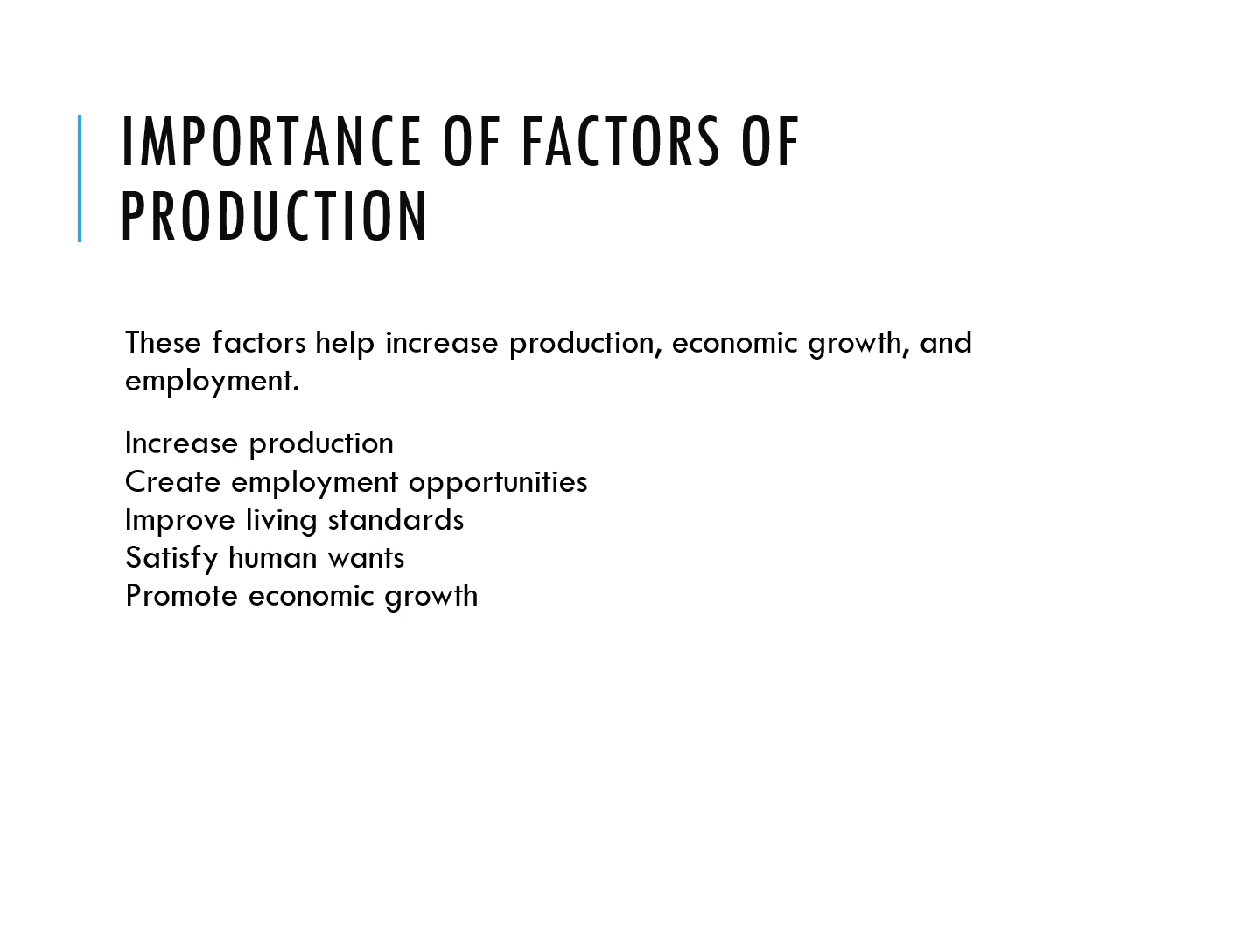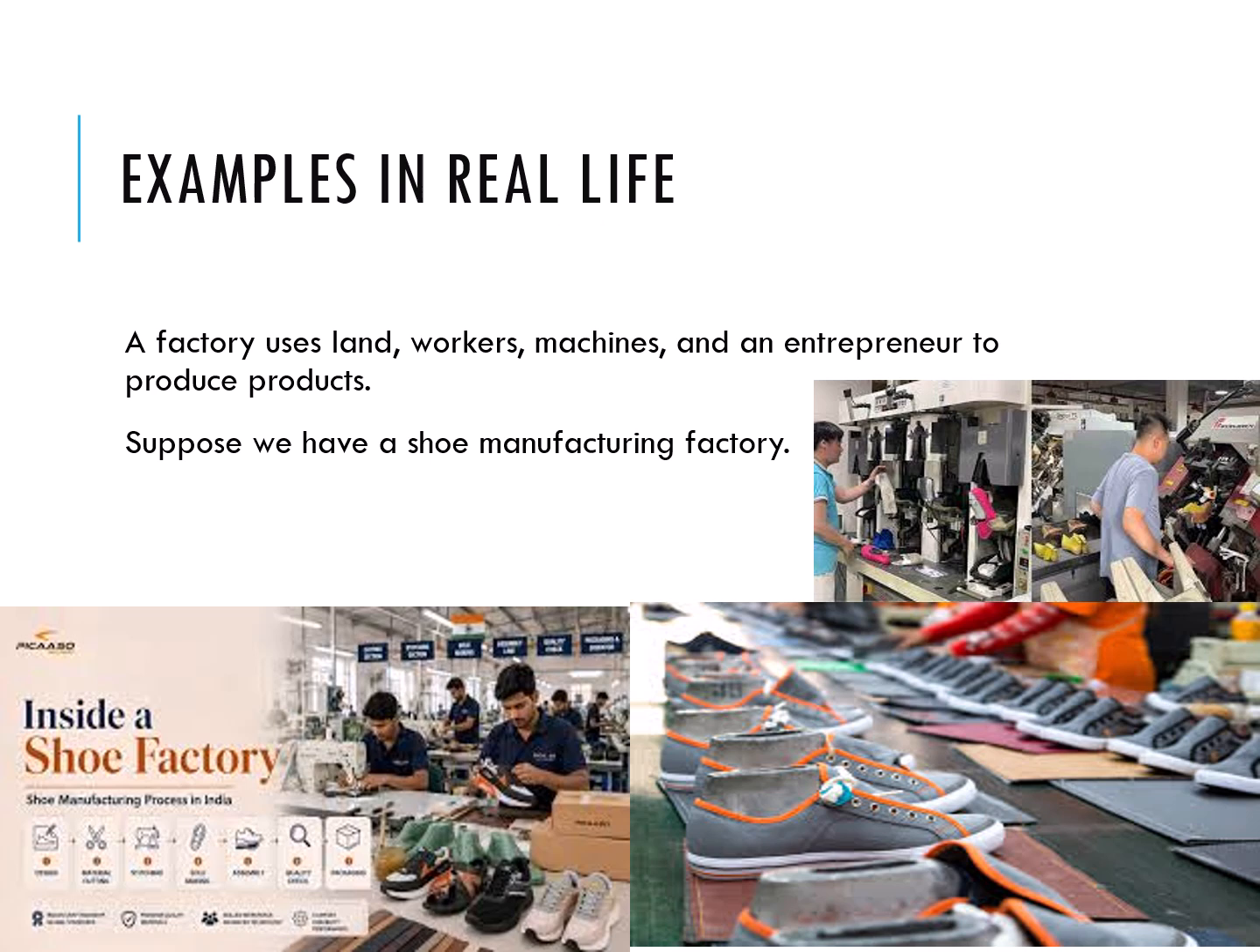Now let's discuss a real-life example. Suppose we have a shoe factory, and to run the factory successfully, all factors of production are required. Land is needed for the factory building and production area. Workers provide labor and manufacture the shoes. Machines and equipment act as capital and help in production. The factory owner acts as entrepreneur and manages all activities. When all these factors work together, production becomes possible. If even one factor is missing, production may become difficult or stop completely. This example shows how all factors are interconnected and depend on each other.